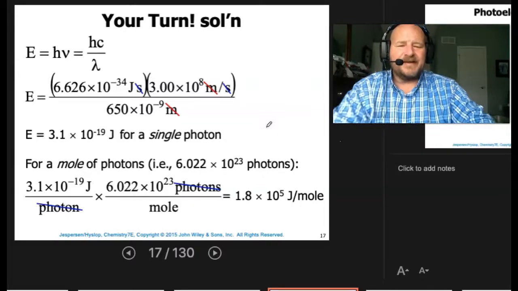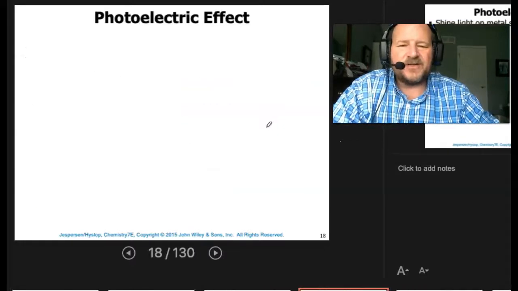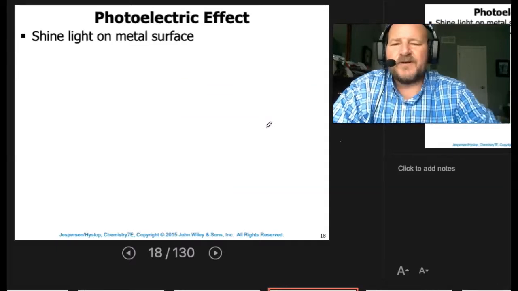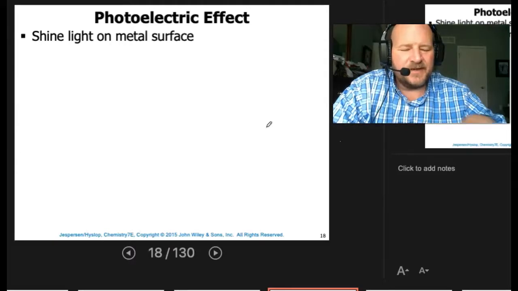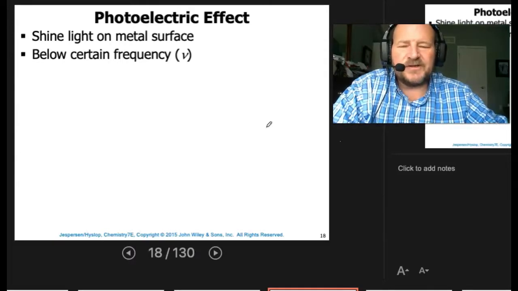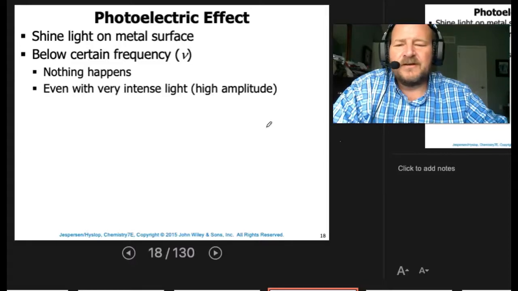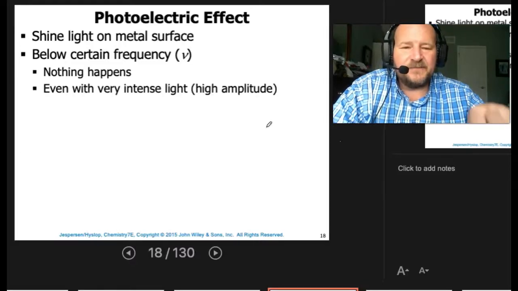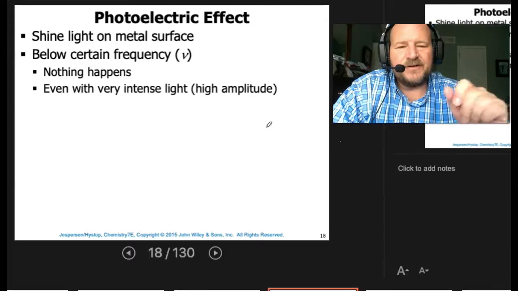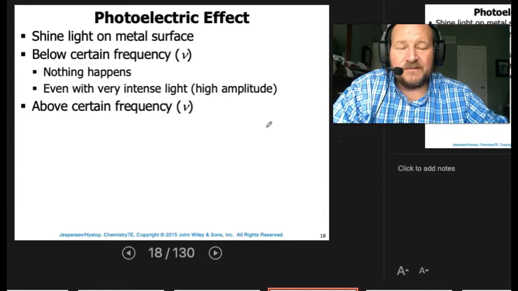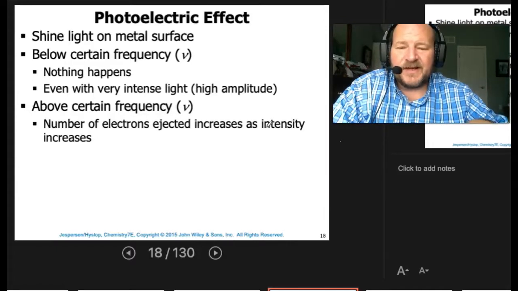Okay, so the next thing in history we're going to look at is the photoelectric effect. Now, this was a crazy effect. Here, we're going to shine light on a metal surface. If it's below a certain frequency, the light that is, nothing happens. The light just shines on the metal. Even with a very intense light, so if we crank up the amplitude, nothing happens. It just sits there.